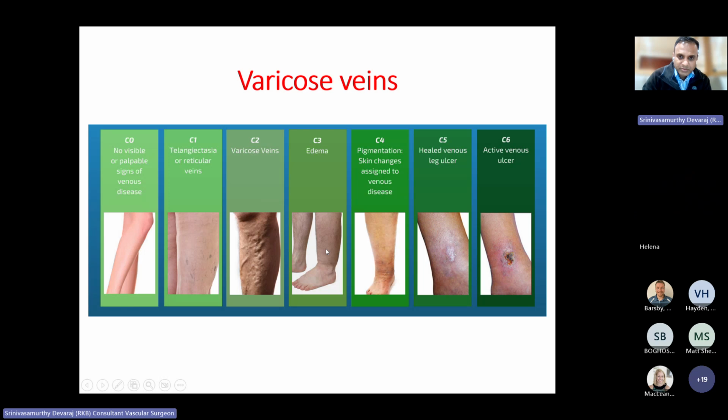C3 is when they have varicose veins with ankle edema. C4 is much more severe. They've got varicose veins, but they've also got skin pigmentation suggestive of lipodermatosclerosis. This is a sign of more advanced venous disease. When they get to C4, C5, and C6, we tend to prioritize these patients for varicose vein intervention in the NHS currently, mainly because of resource constraints. C5 is a patient with a healed venous ulcer. C6 is somebody with an active venous ulcer.